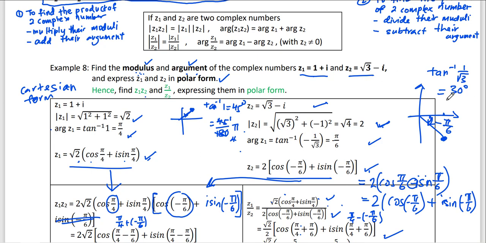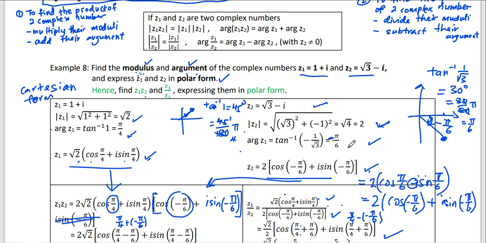If 30 degrees means 30 over 180 pi, you get 1 over 6 pi. That's why it is pi over 6. But because the point is in the bottom here, the sign is missing, so put negative pi over 6. That's how you get the argument.